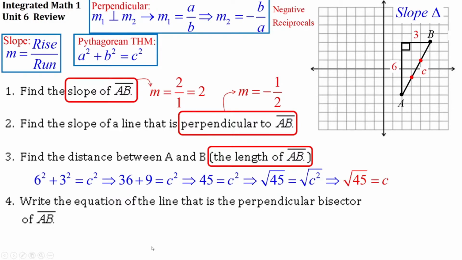Now, number 4. And this brings some stuff from first semester back to us. So watch this carefully. Write the equation of the line that is the perpendicular bisector of segment AB.